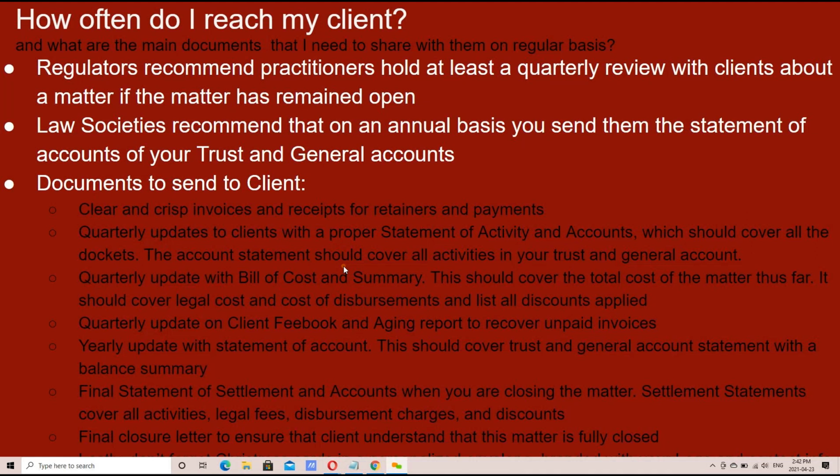That helps. Sometimes if you have payments that are outstanding for a long time, then sending them an aging report helps to recover those unpaid invoices. We find that often within corporate engagements of our clients.